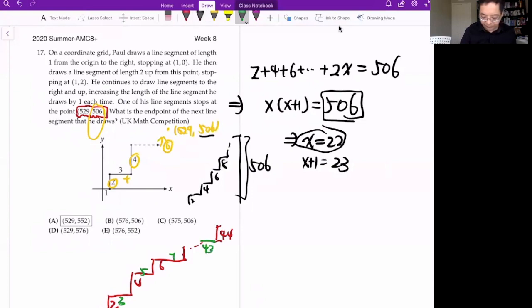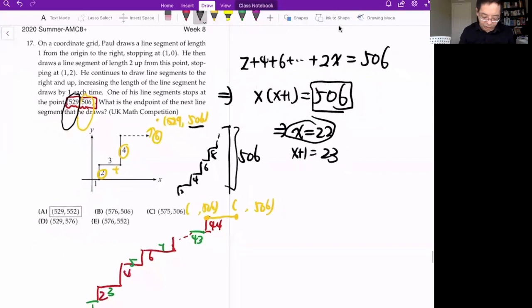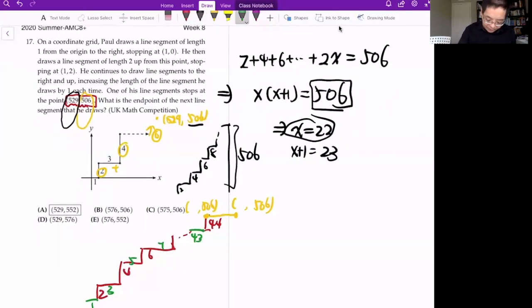This is 43. So if we go to 44, we have 2 points. They have the same y coordinate, that's 506, right? So both of them are 506, and the next one is also 506. What we need to do is to figure out which one has the x coordinate 529. In order to do that, we need to add up those x coordinates.